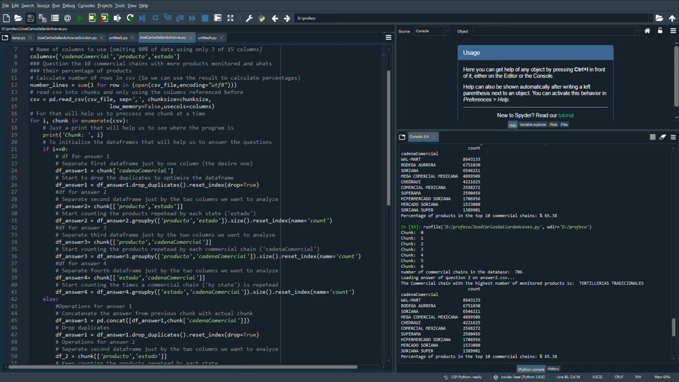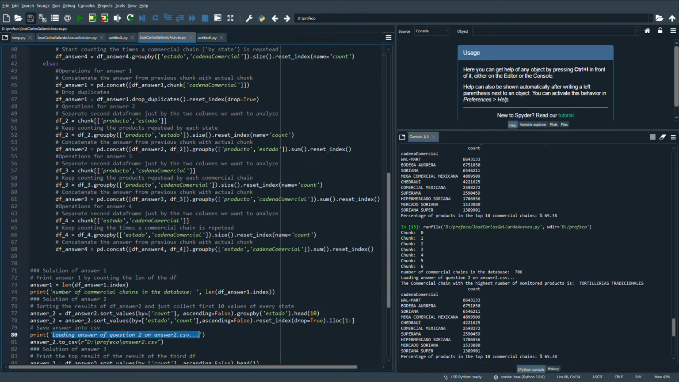Then for the fourth question, the fact that I want to show to make it a little interesting was first to find the top 10 monitored commercial chains, and then, by the number of products that these top 10 commercial chains have, calculate the percentage of products that these commercial chains have with respect to the whole database. So for this question, I already knew that we have 706 commercial chains. So the answer was a little bit surprising.